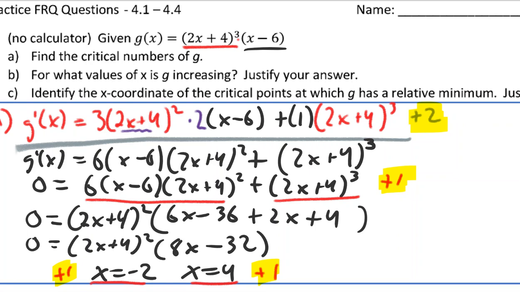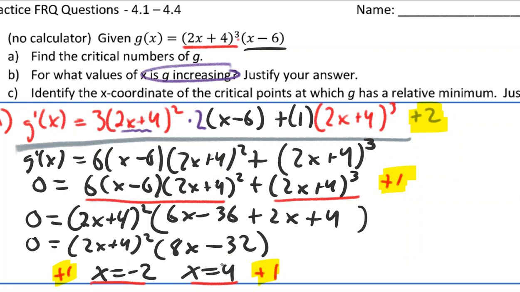Okay, any parts about A that you want me to review before we keep going? Okay, part B. For what values is G increasing? So again, it's probably going to take me a couple minutes to answer this, but if I'm interested in when G is increasing, should I be thinking about the function, first derivative, or second derivative?